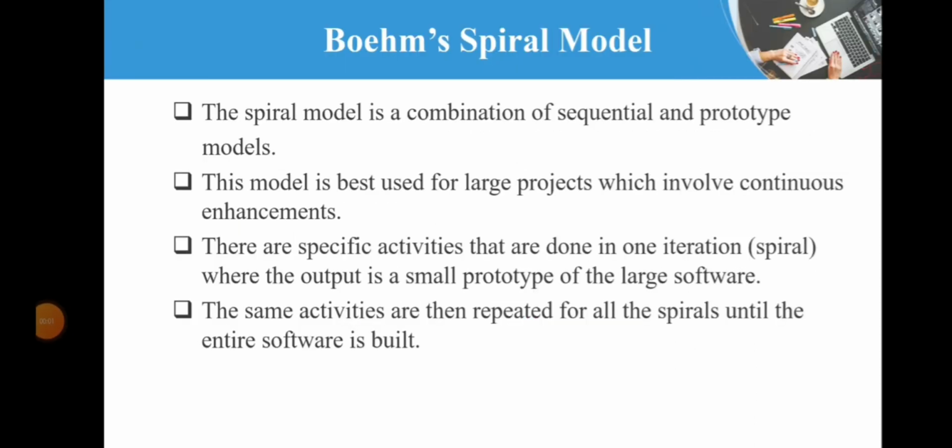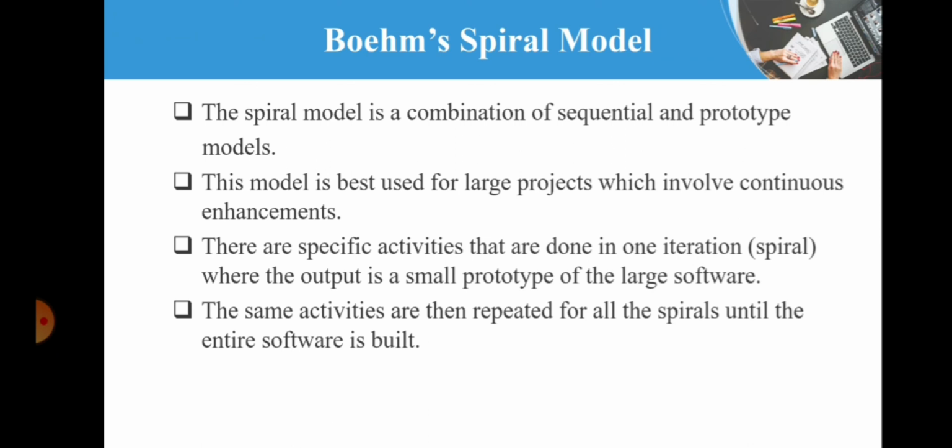Next we are going to see Boehm's spiral model. The spiral model is a combination of sequential and prototype models. It is called spiral because at the end of each phase, a complete version of the product is produced. This model is well suited for large products which involve continuous enhancements. That is, once a complete version of the product is produced at the end of each phase, it is further enhanced in the next phase as a spiral.